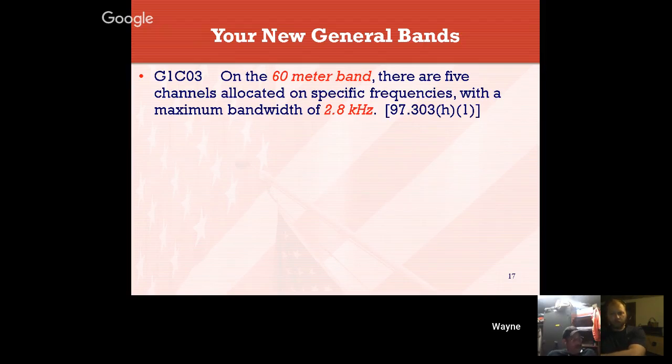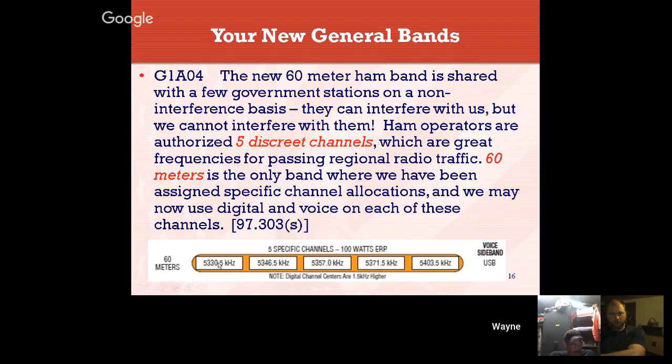If you set your dial to the channel centers, they are 1.5 kilohertz higher. So you need to set your frequency to read 5330.5 using upper sideband, and that will cover that area, which is 1.5 kilohertz higher on the upper side of those frequencies. Again, with your limitation of 2.8 kilohertz in bandwidth for an upper sideband signal, you should be okay to operate.